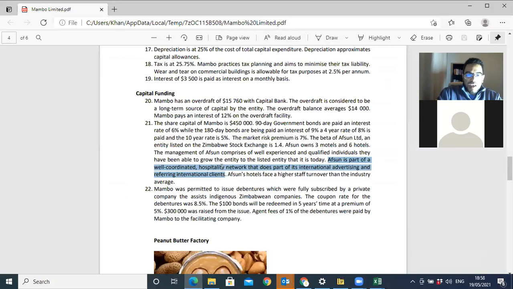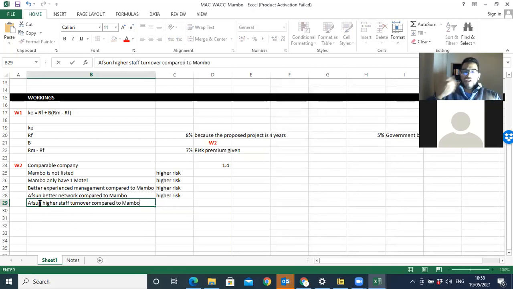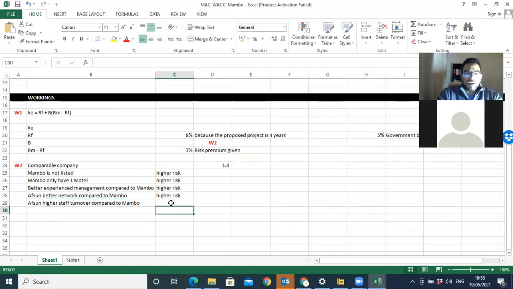And then they say FSUN's hotel faces a higher staff turnover than the industry average. So FSUN has higher staff turnover compared to Mambo. Remember, a high staff turnover means people leave quite often. Having staff leave often is not a great thing. So therefore, Mambo is lower risk relative to FSUN.